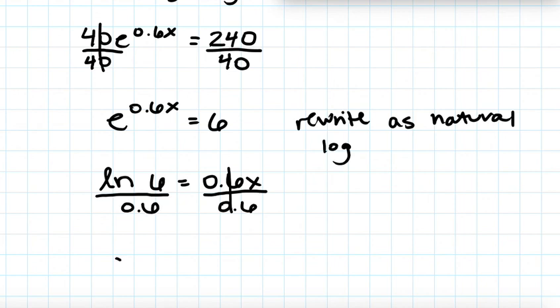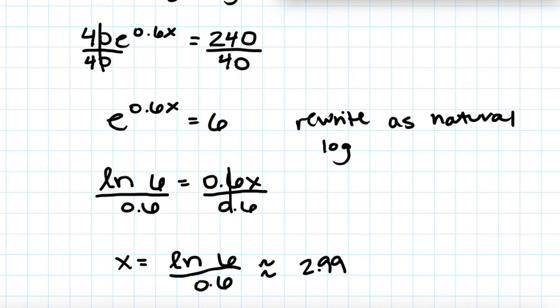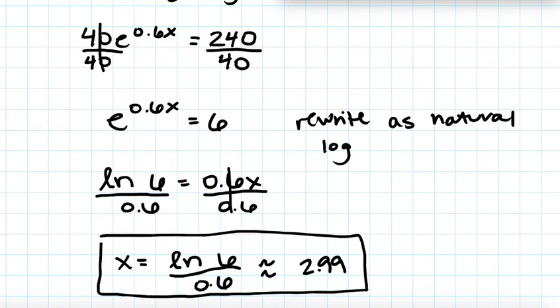So again, on the homework, they're going to want you to enter the answer in 2 ways. One is the exact answer, and the exact answer is going to have the log in it, natural log of 6 over 0.6, and then the second is the decimal approximation. So you would type this into your calculator, and you should get approximately 2.99. So those are the 2 answers that you would input for this one.